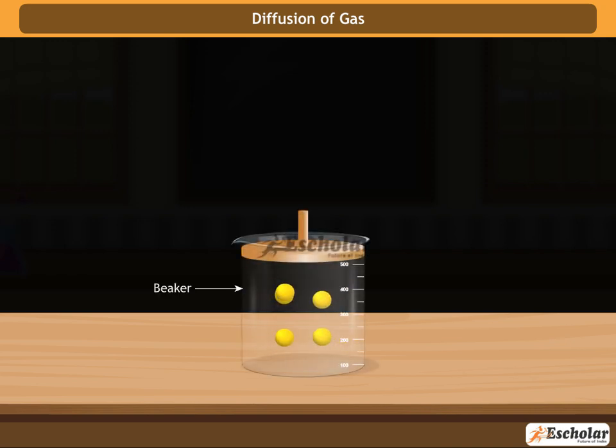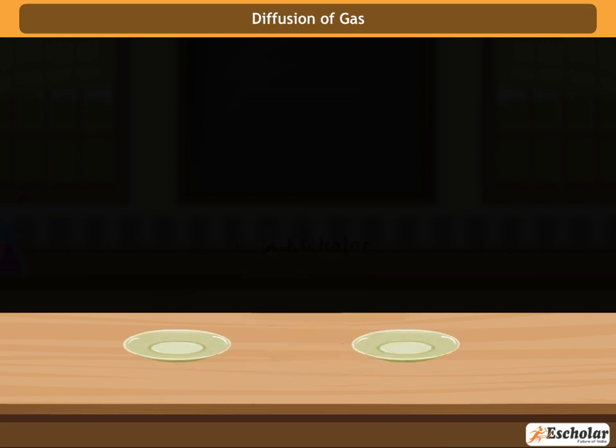Diffusion of gas. The particles in a gas move randomly in all directions. This helps to explain why diffusion takes place in gases. Let us proceed. Soak a piece of cotton wool in ammonia solution and thus provide ammonia gas.